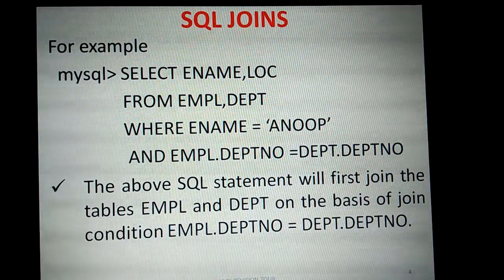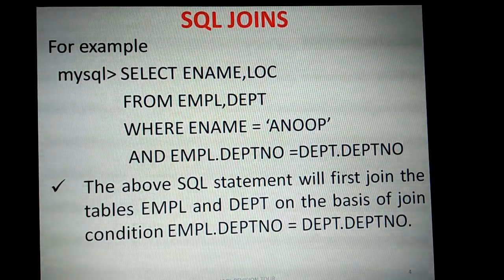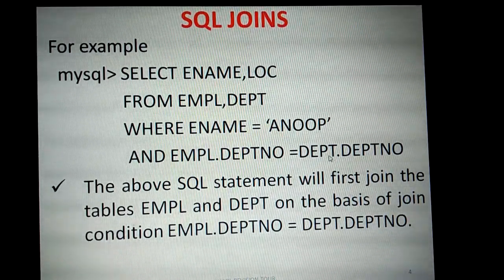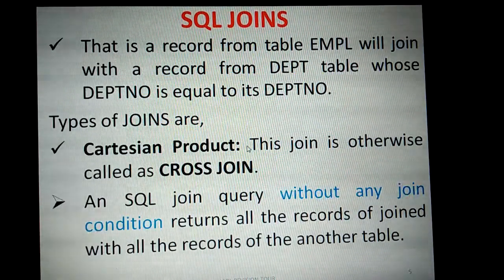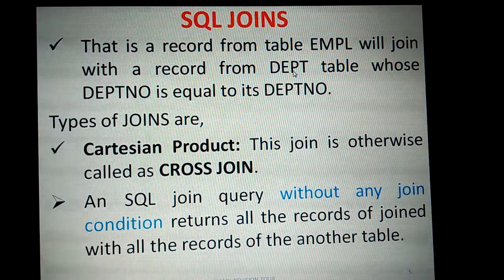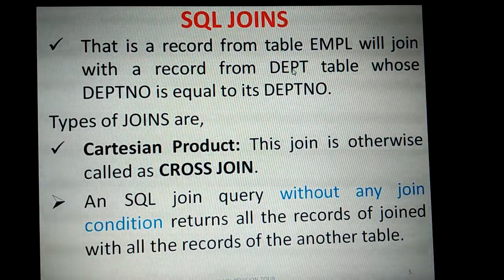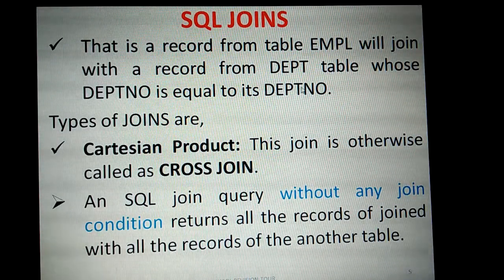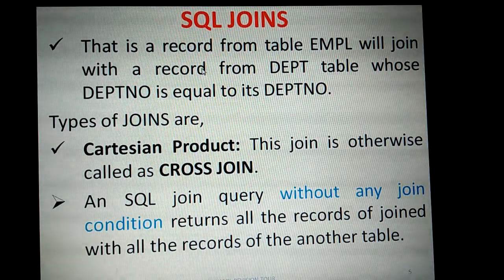The above SQL statement will first join the tables EMPL and DEPT on the basis of the join condition, that is EMPL.DEPTNO equal to DEPT.DEPTNO. So based on this condition, it will join the two tables first. Then the record from the table EMPL will join with the record from the department table whose department number is equal to the department number of the DEPT table. So when the employee table's DEPT number and the department table's DEPT number match, those records alone are going to be joined with the second table.